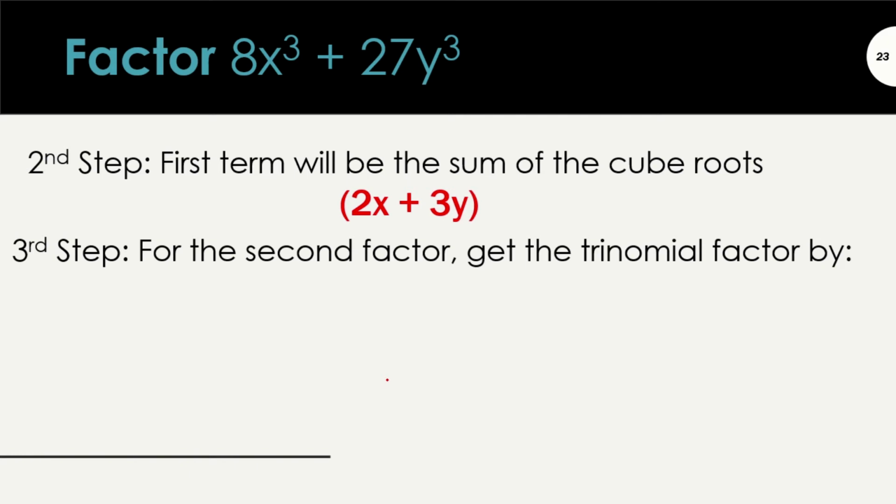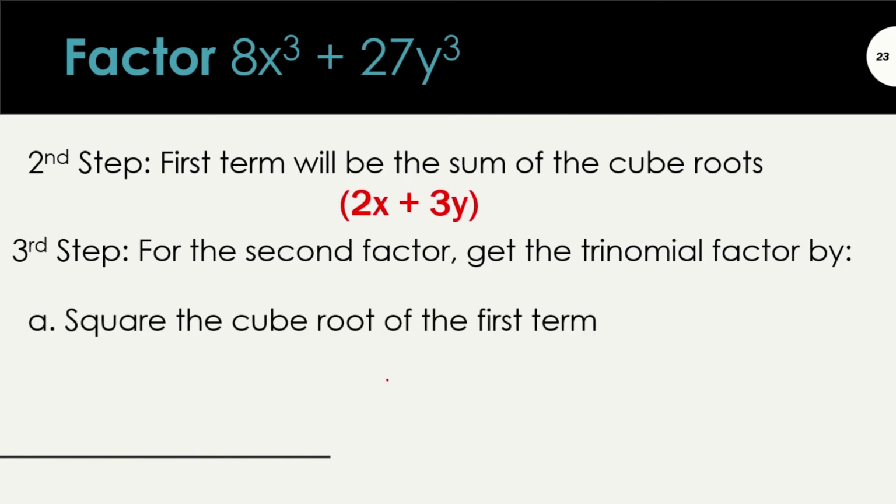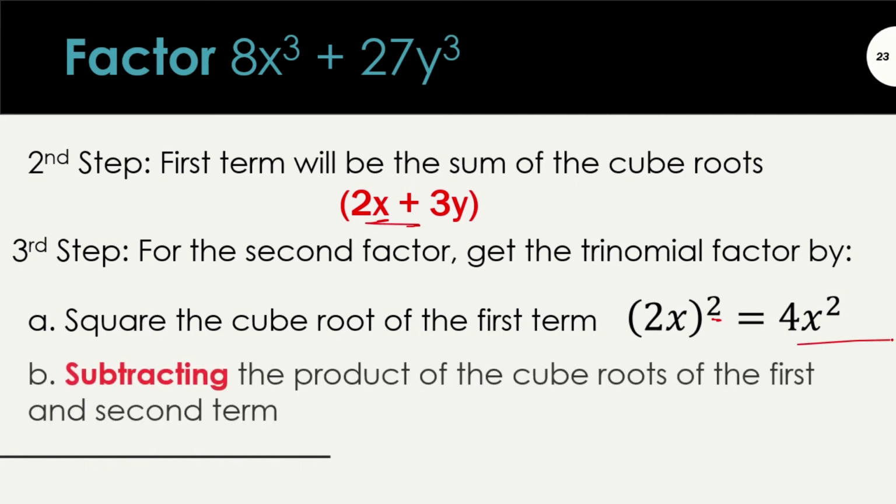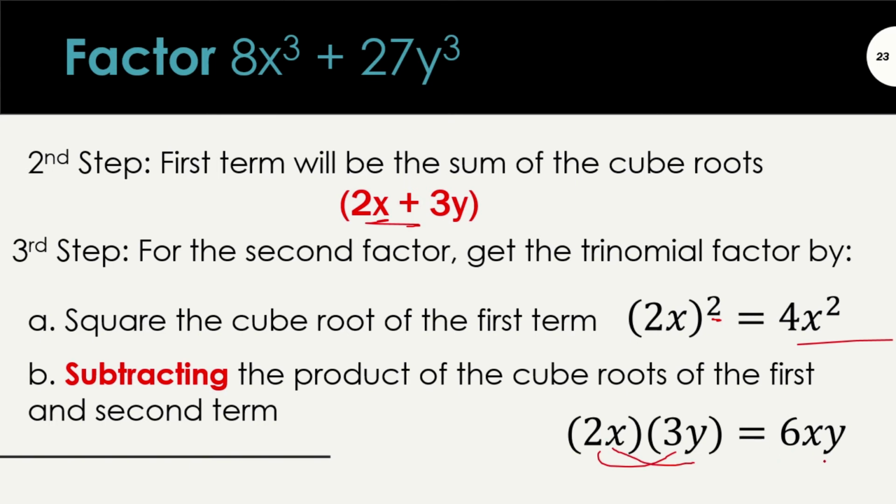So, letter A natin is, we will get the cube root of the first term. So, we have 2x squared. Pagka square natin siya, we have 4x squared. Then, for our letter B, we will subtract the product of the cube roots of the first and second term. So, 2x times 3y is equal to 6xy. So, i-multiply lang natin siya. 2 times 3 is 6, then x times y is xy.